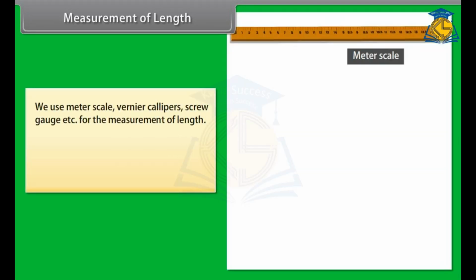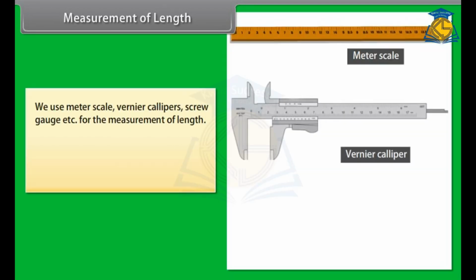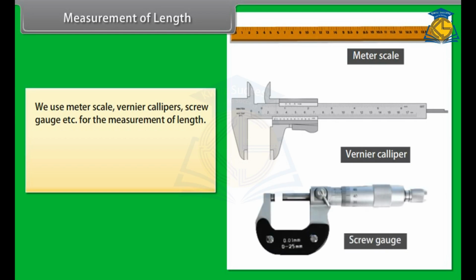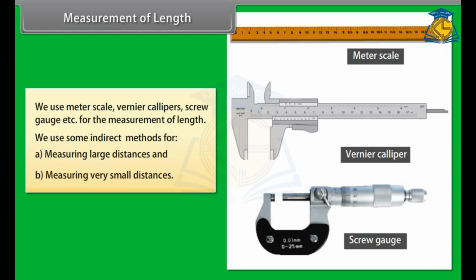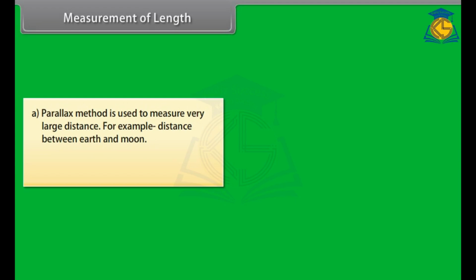Measurement of length. As you know, we use meter scale, vernier calipers, screw gauge, etc. for the measurement of length. We use some indirect methods for A. Measuring large distances and B. Measuring very small distances. A. Parallax method is used to measure very large distance. For example, distance between Earth and Moon.